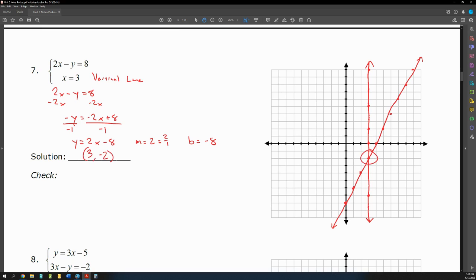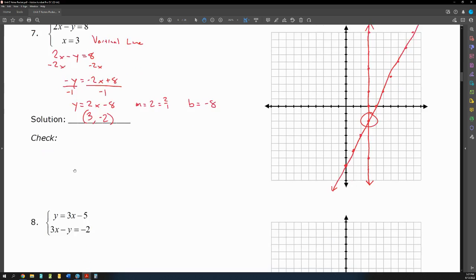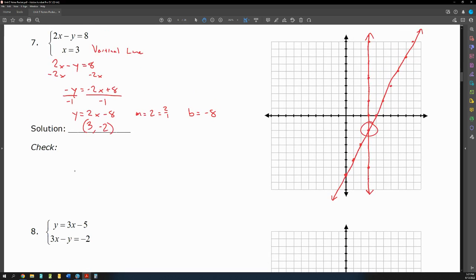We're going to go ahead and check our solution by plugging it into both equations. So the very first equation, we have 2x minus y equals 8. I'm going to plug in 3 for x and negative 2 in for y and see if that is equal to 8. So evaluating the left-hand side, 2 times 3 is 6. Minus negative 2 is the same as adding positive 2. So we have 6 plus 2. Is that equal to 8? It sure is. So that checks out.